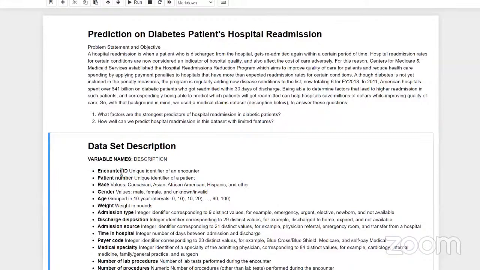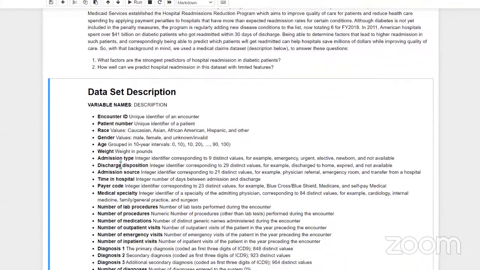So here the data has columns like encounter ID and patient number, which is a unique identifier for a patient. Race, which race this person belongs to, gender, and age group. Age group is grouped in years of 10, so 0 to 10, 10 to 20, like this, up to 90 to 100. Then we have weight in pounds. Admission type is an integer that corresponds to 9 distinct values, like emergency, urgent, elective, newborn.